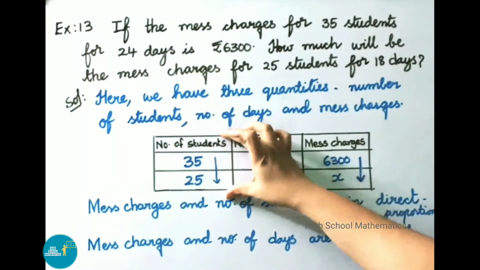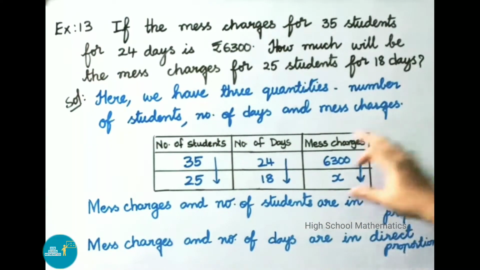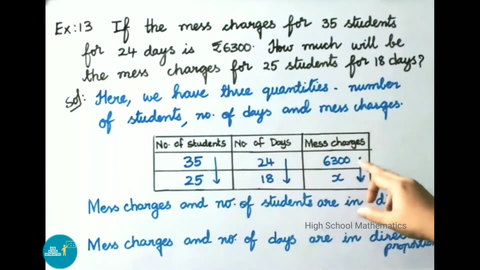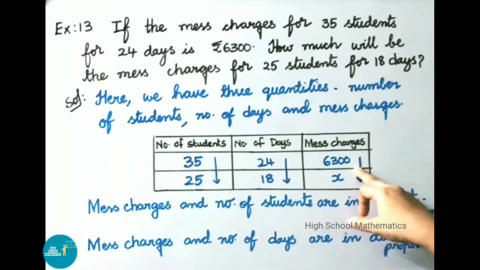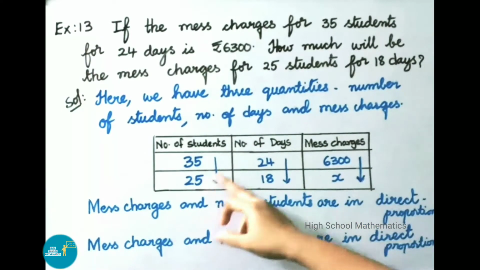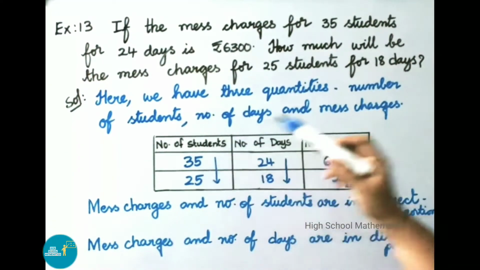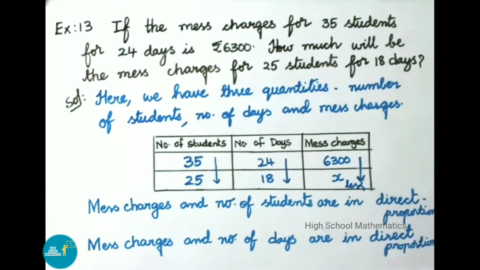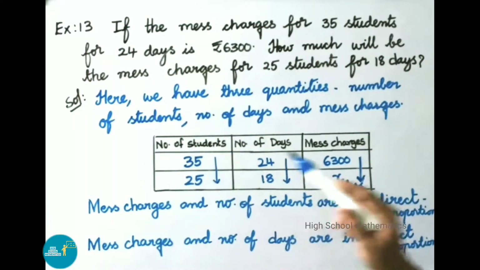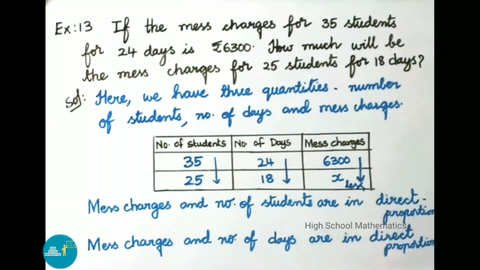Let us take the number of students and mess charges. For 35 students, if the mess charges are 6,300 rupees, then for 25 students the mess charges will be less than that value. More students means more mess charges; fewer students means fewer mess charges. So both are in direct proportion. We indicate it with the same downward arrow.